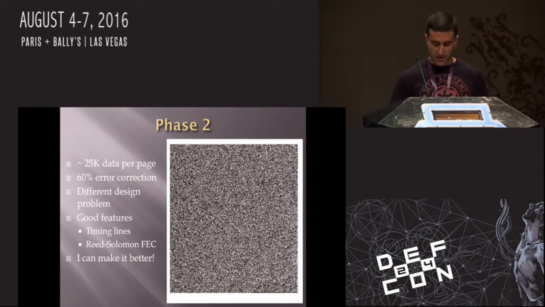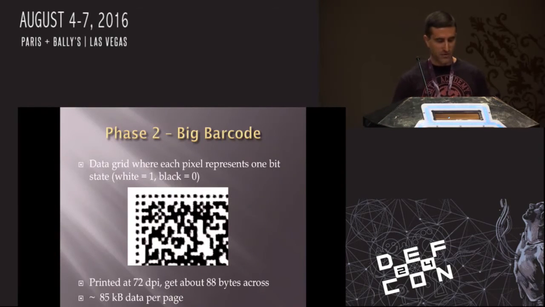And with that, I can get about 85 kilobytes of data per page. And this is what it looks like up close. When you zoom in, it has a timing line on all four sides. And it has the data, I call it the data meat, in the middle. And if I print that image at about 72 dots per inch, I can get about 88 bytes of information across a single pixel line. Each of these is a bit, right? I mean, that's an off bit. Those are on bits. And I get about 85 kilobytes of data on a page. So I was pretty happy with that.